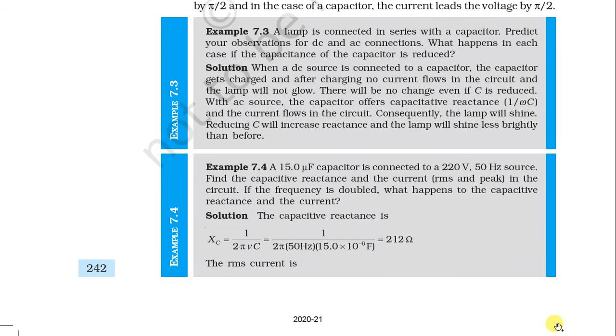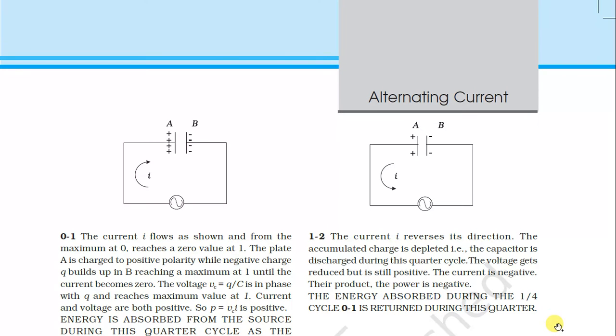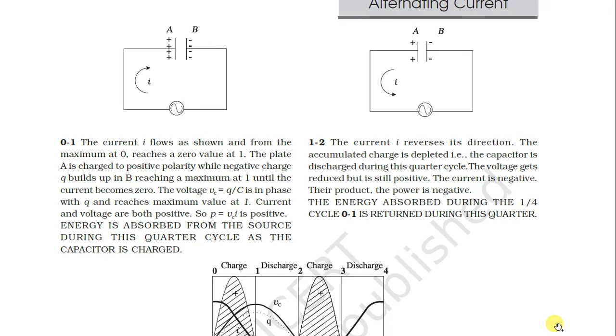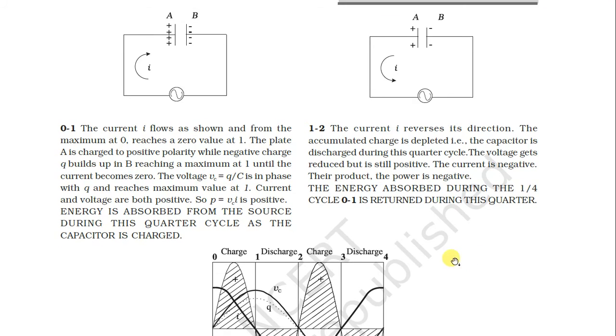We have two examples. After that, first of all we will show how the figure will be charged and how it will be discharged. See here, the current I flows as shown and is at its maximum at 0, reaching a 0 value at 1.